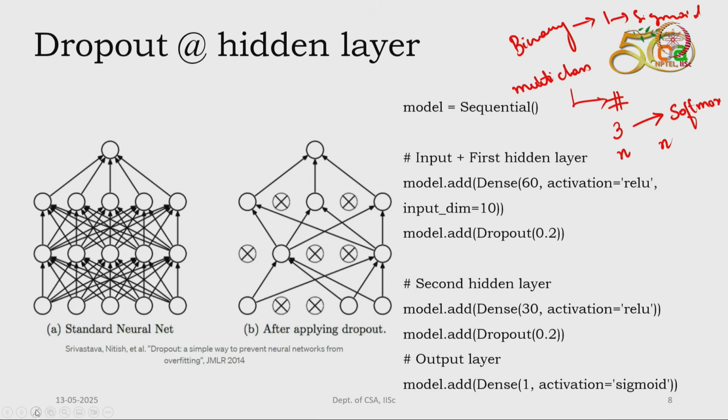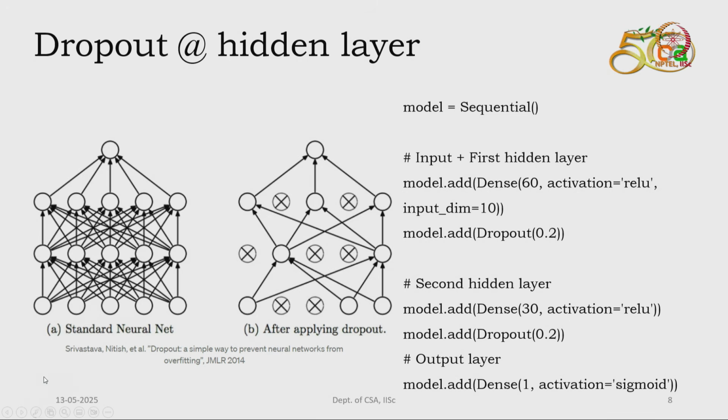Then the hidden layers, we have seen there is no restriction on the number of hidden layers and the number of neurons in the hidden layer. When there is no restriction, it is purely the user's choice how many neurons you want to place and how many layers you want to place. And one point that you need to remember: the activation function that we will be using at a hidden layer is ReLU.